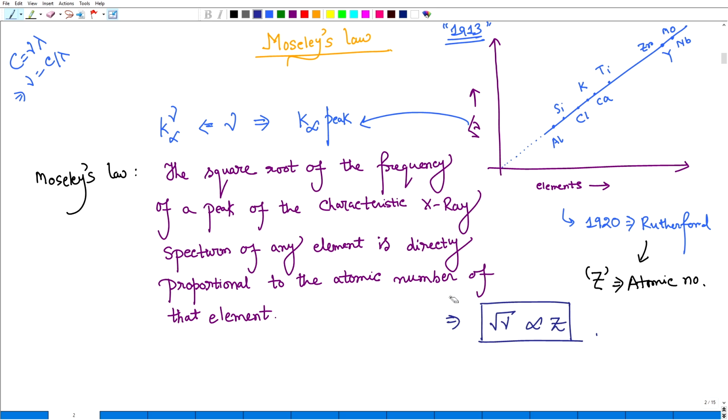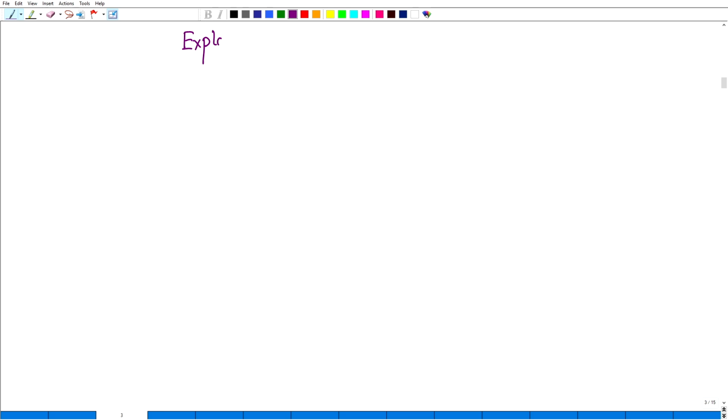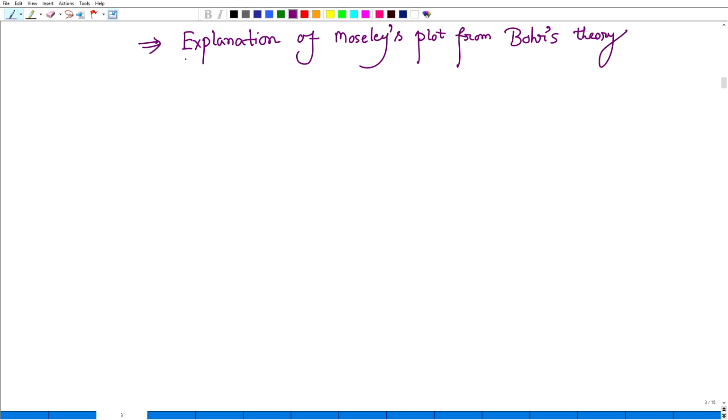But we have to explain it. We know Bohr's model for the atomic structure, so on the basis of that knowledge we want to explain this result. So let's start. Now we want the explanation of Moseley's plot from Bohr's theory, or Bohr's atomic model. This is our next target.